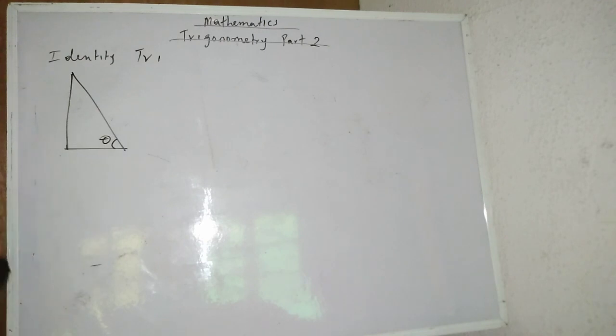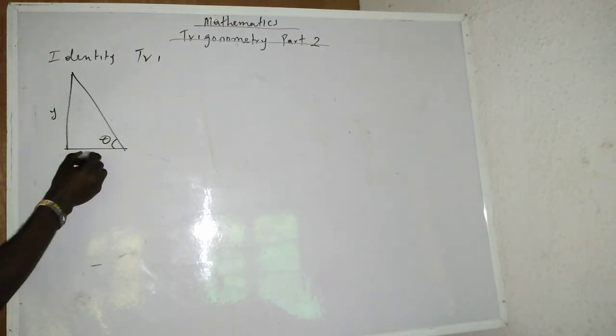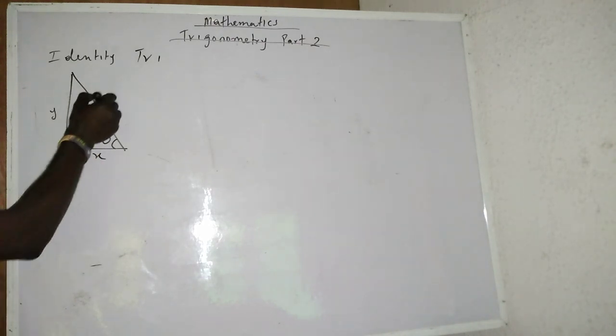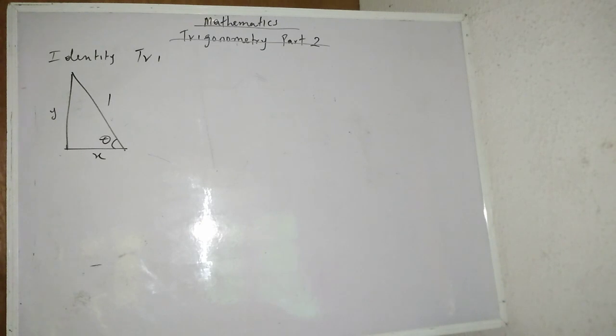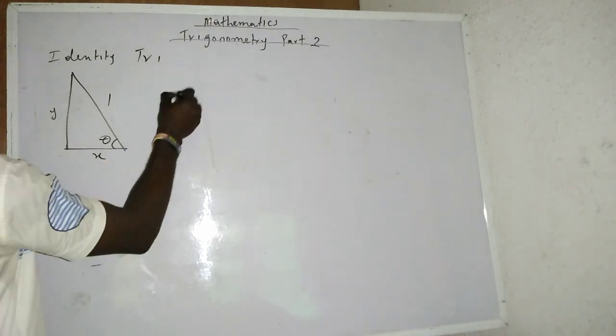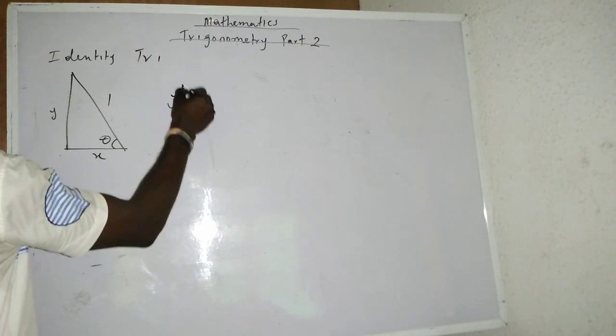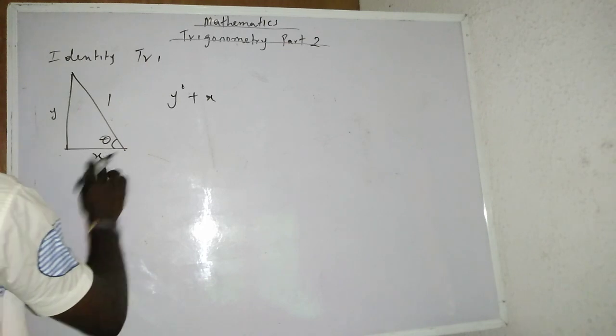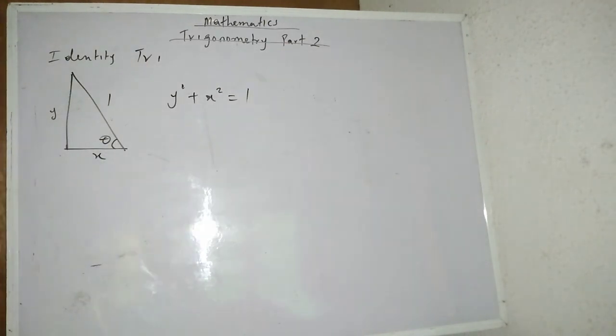I have my theta. This is my x, I mean y of x. Now, from our Pythagorean theorem, this can be 1. Let it be 1 because it's a radius. Now, from our Pythagorean theorem, I can see that x squared plus y squared equals 1.